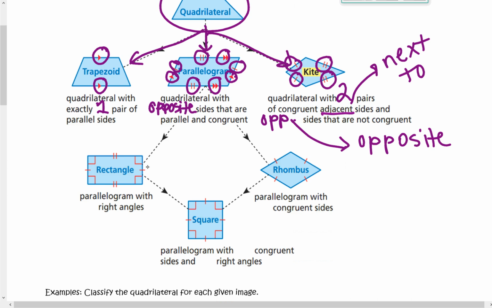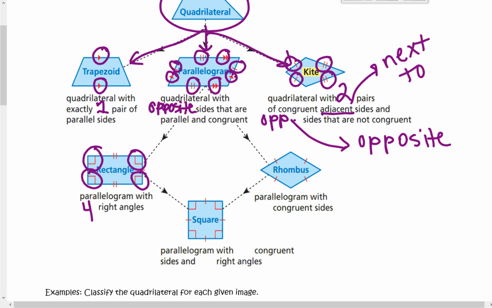All right, let's move into the 3 types of parallelograms. Our first is going to be a rectangle. We've all learned about rectangles before. A rectangle is a parallelogram with 4 right angles. Okay, so all of these corners are going to be right angles.